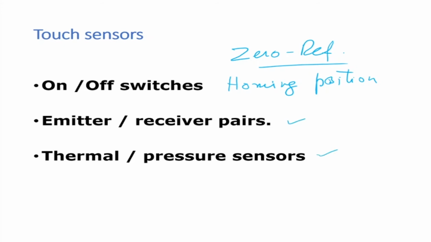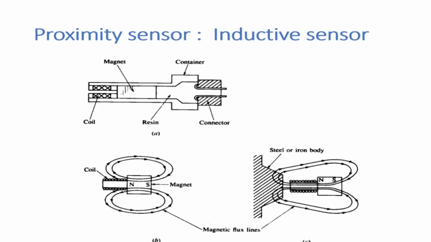Thermal pressure sensors are also used for contact kind of sensing. Proximity sensors are commonly used for sensing if there is an obstacle in front in mobile robots, or even in serial arms for safety purposes. How it works is very, very simple. There are a couple of proximity sensors, like the inductive sensor or the Hall effect sensor. Proximity means they don't have to touch. If it comes near an obstacle, it will know.